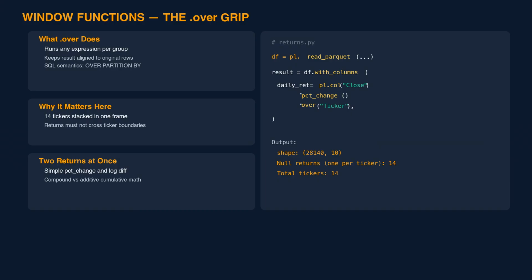The answer in Polars is the .over clause. Append it to any expression and the engine runs per group, keeps the result aligned to the original rows. We're going to compute daily returns. 14 tickers, 6 years, 1 line.